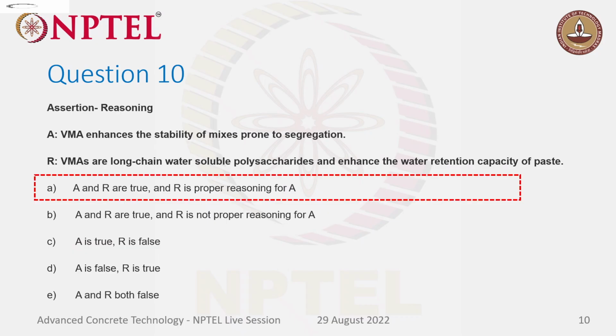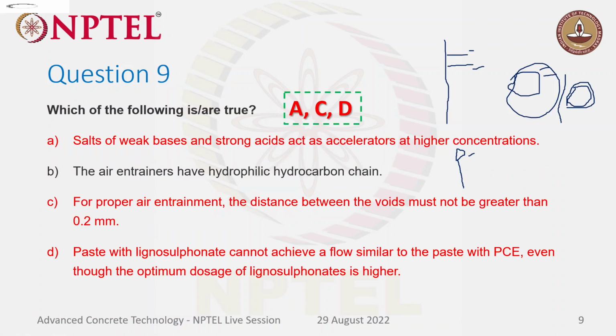So the right answer is option A, because viscosity modifying agents are long chain water soluble polysaccharides which are absorbed to water and then increase the viscosity and form gel type of things, which further increases the viscosity and helps to enhance the stability and helps against segregation. Okay, someone who asked a doubt regarding this question, are you able to get it right?